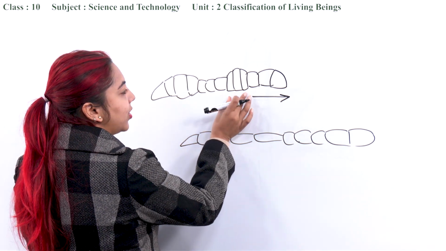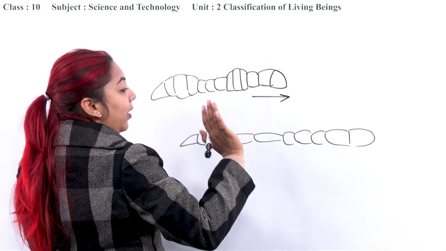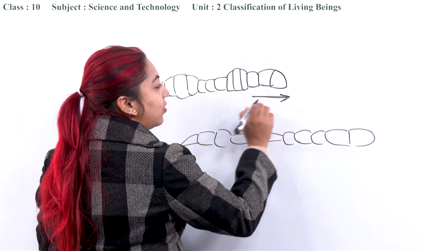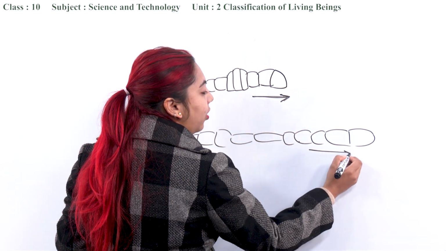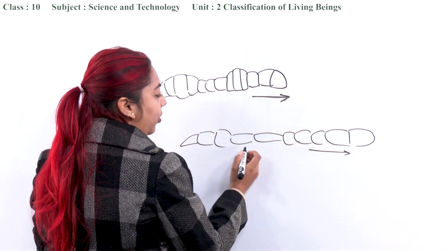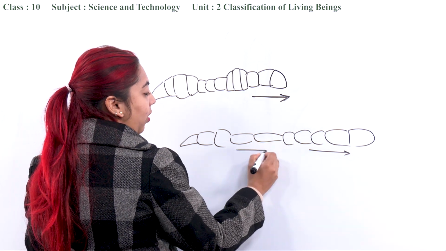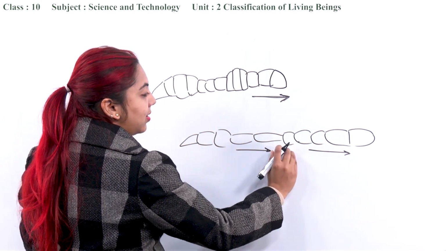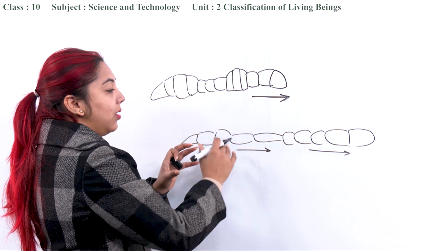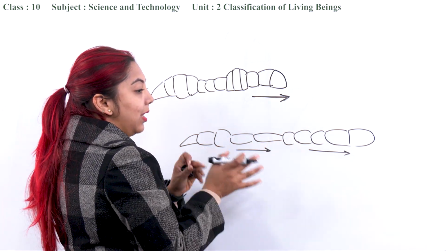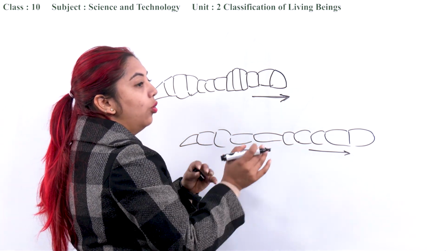Now this compressed part exerts force in this direction, so this helps the earthworm to propel forward. Now when this propels forward, this part stretches out. So it again pulls all the remaining body to this side. So in this way, this hydraulic skeleton helps the organism to move.